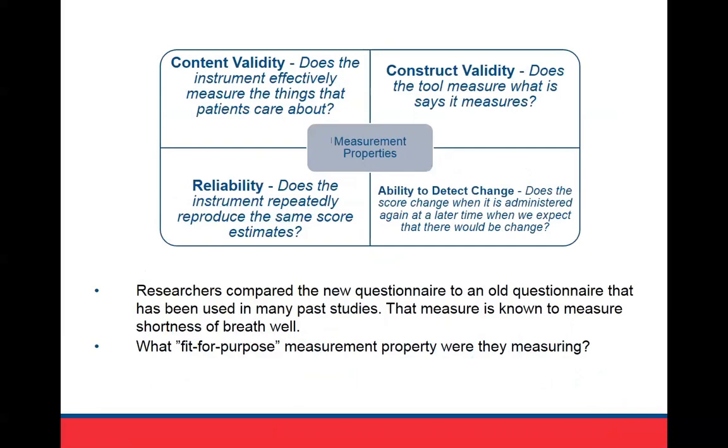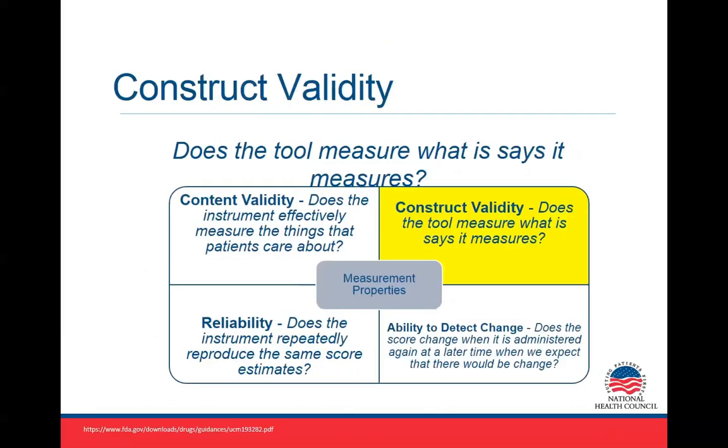Next question. The researchers compared the new questionnaire to an old questionnaire that has been used in the past in many past studies. That measure is known to measure shortness of breath very well. What fit-for-purpose measurement property were they zeroing in on when they were doing this test of the new questionnaire with the old questionnaire that they knew measured shortness of breath very well? Was it content validity, construct validity, reliability, or ability to detect change? It was construct validity. Does the tool measure what it says it measures?